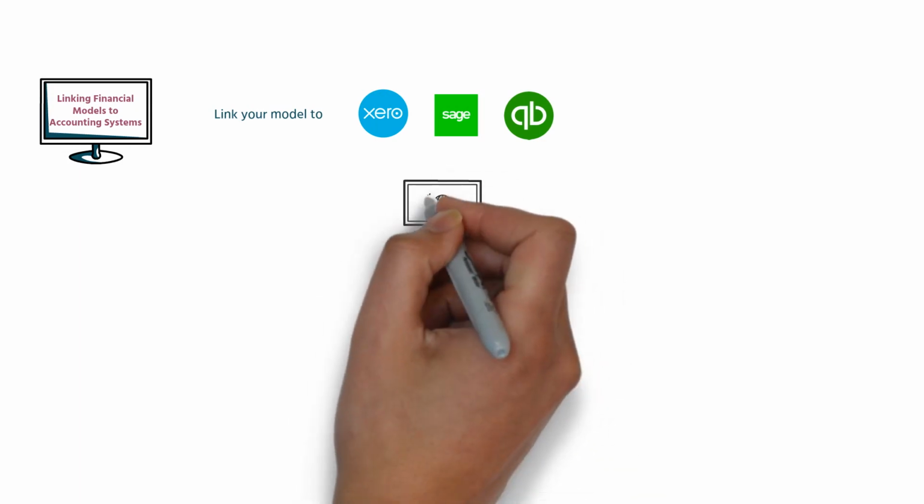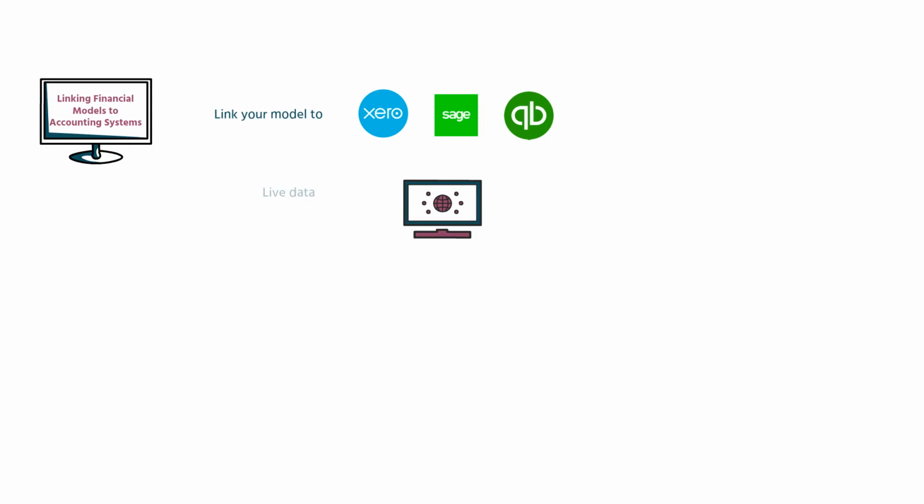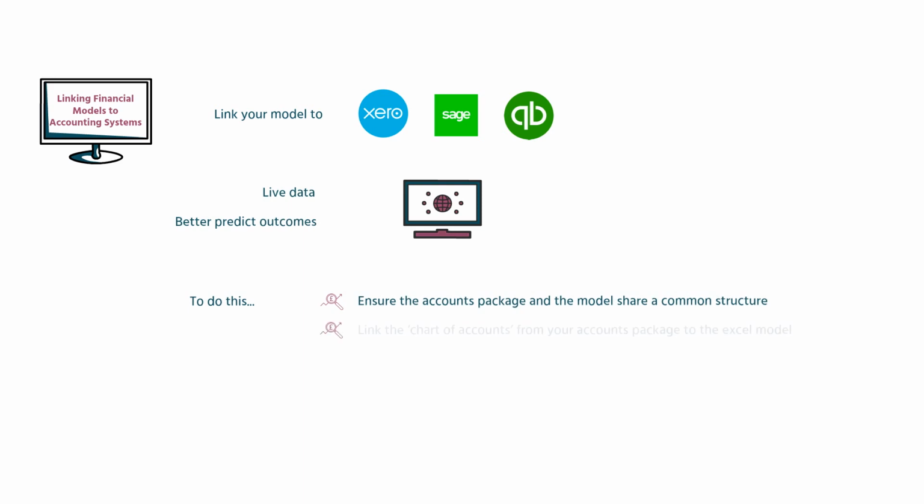In order to gain maximum benefit from your financial model once built, it's possible to link the model to your existing accounting system. For example, Xero, Sage, or QuickBooks. This way the model can be updated with actual monthly financial results, and will then display real-life data and be a truly meaningful tool to better predict future outcomes. To do this, you will need to ensure the accounts package and the model share a common structure, link the chart of accounts from your accounts package to the Excel model, and update the model monthly. If in doubt, reach out to one of the Sustainable Scale-Up team or your accountants for assistance.